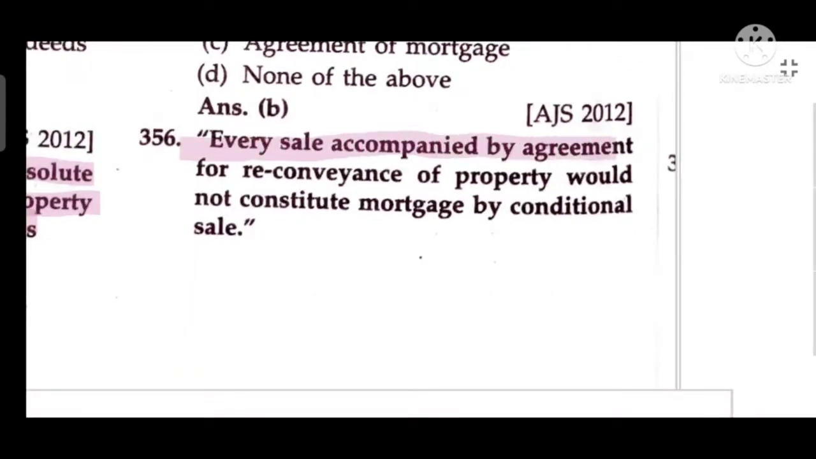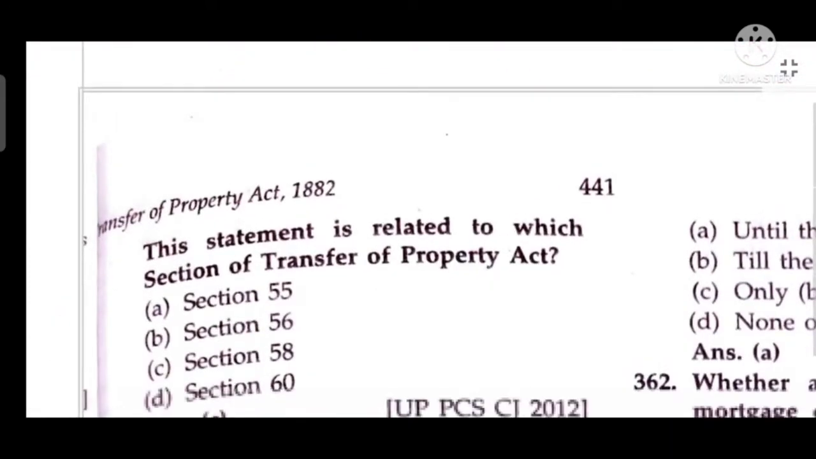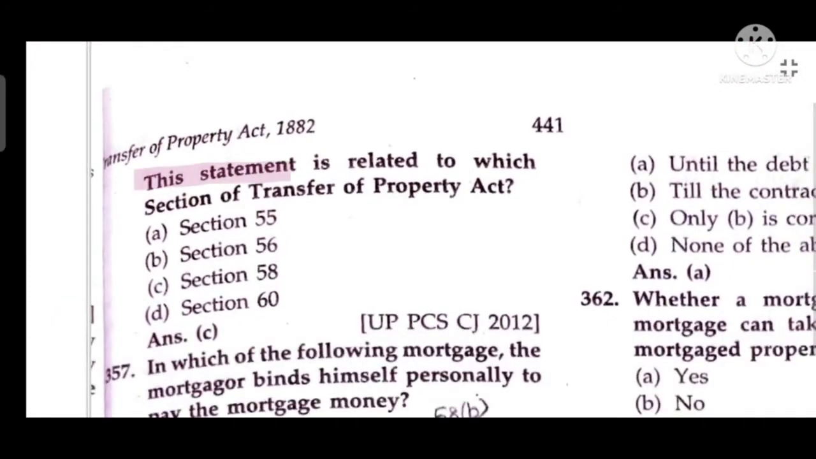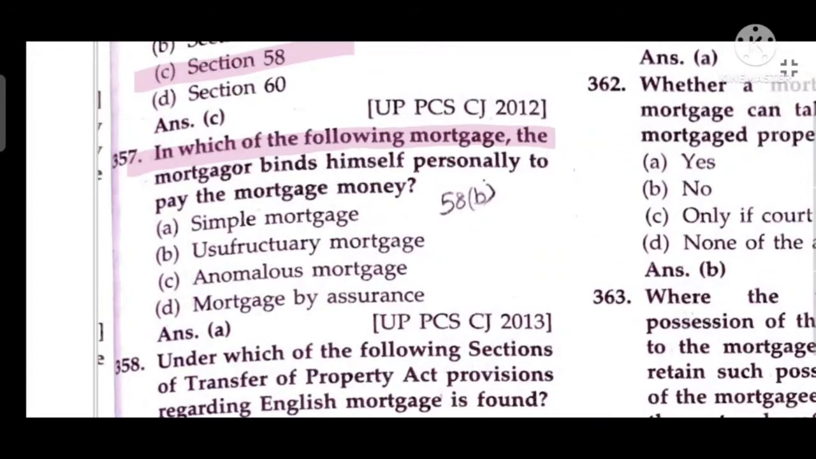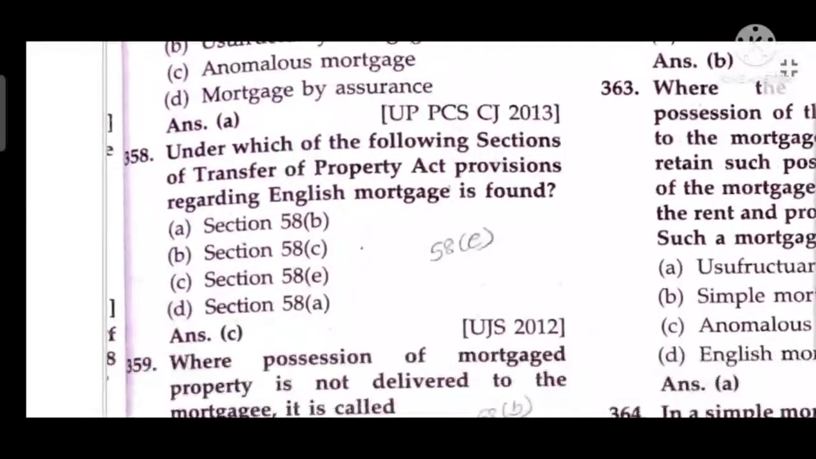Every sale accompanied by agreement to reconveyance of the property would not constitute mortgage by conditional sale. This statement is related to which section of Transfer of Property Act? Section 58. In which one of the following mortgages does the mortgagor bind himself personally to pay the mortgage money? Simple mortgage. Under which one of the following sections of Transfer of Property Act are provisions regarding English mortgage found?